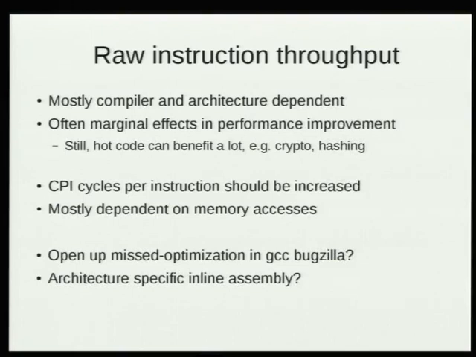But nowadays, as I showed earlier, mostly you have memory access stalls and stuff like that. So raw instruction throughput is not that important. I would actually try to open misoptimization bugs in GCC Bugzilla if you see something miscompiling, and I would not like to see code added to the kernel which works around that by using inline assembly, but sometimes it does not work otherwise.